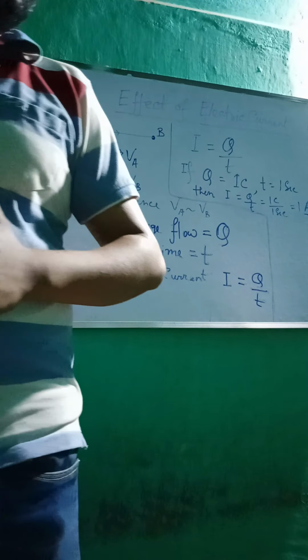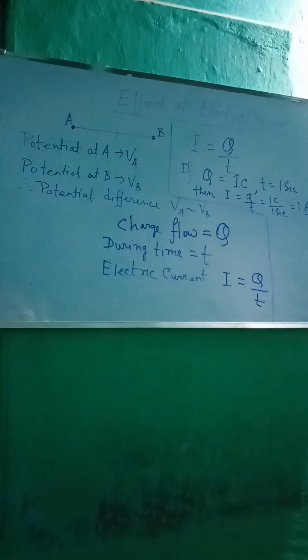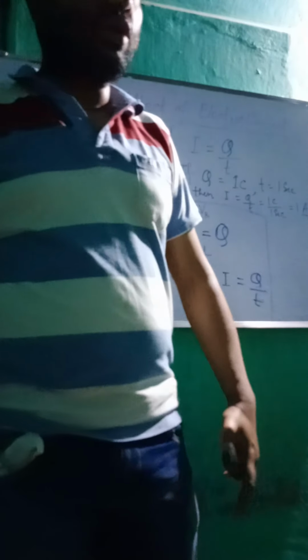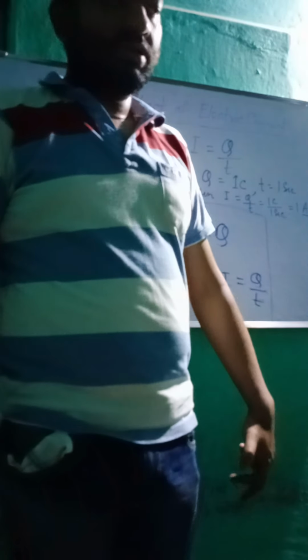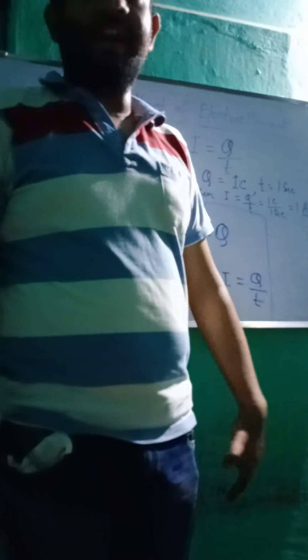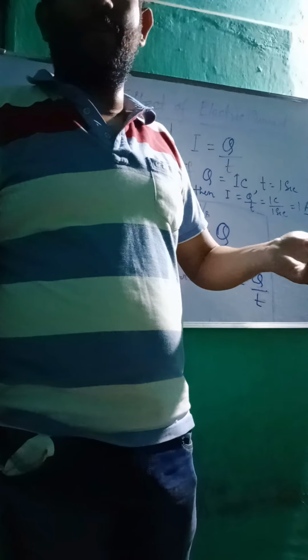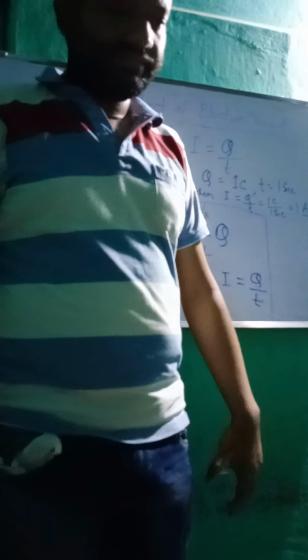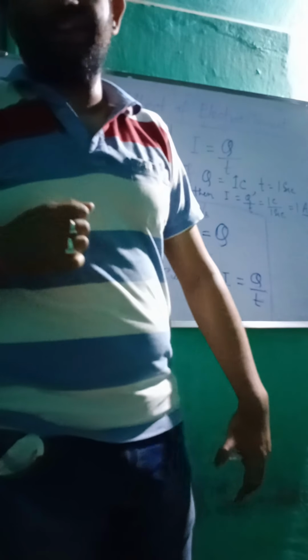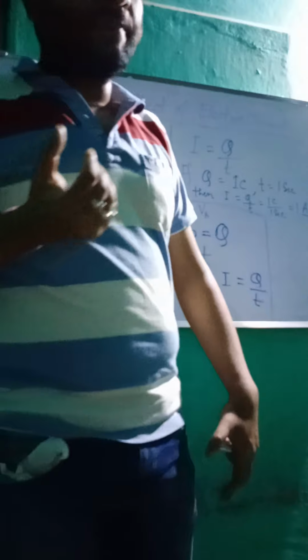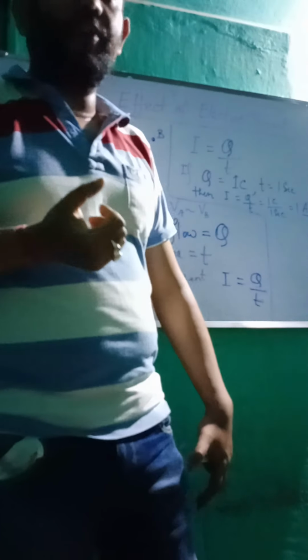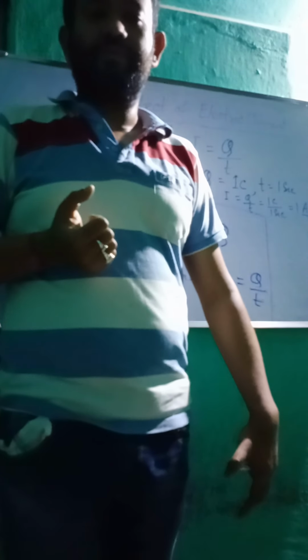Now, we will go for the next topic: the direction of current flow. We know that due to the flow of charge, the current is flowing. Now what is the direction of current flow? Listen to one thing: charge flow means that the charge may be positive or negative. So if the negative charge is flowing, what will be the direction of current flow? And similarly, if the positive charge is flowing, what will be the direction of current flow?